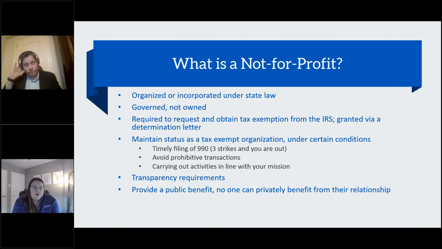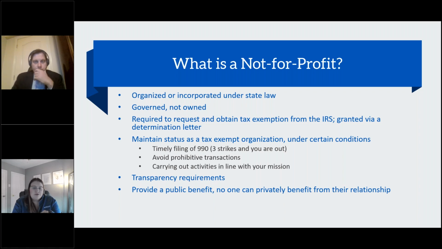In order to have a nonprofit, you are required to request and obtain tax exemption. We'll talk about that a bit more on the next few slides, but that is a document that is received from the IRS, allowing you to be a nonprofit, a tax exempt organization. And then once tax exempt status is granted, the organization does have various conditions that must be met.